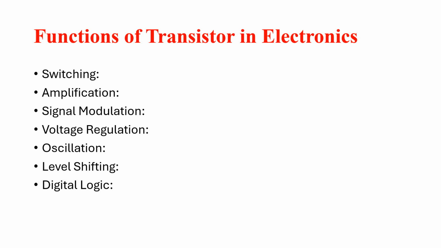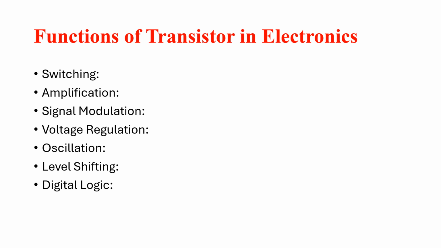Signal modulation. Transistors are also used in modulating circuits where they help encode information onto carrier signals. This is important in communication systems such as radios and televisions. Voltage regulation. A transistor can be used in voltage regulation circuits, maintaining a constant output current despite varying input voltage and load conditions.